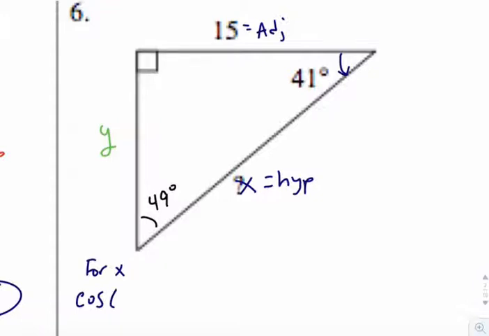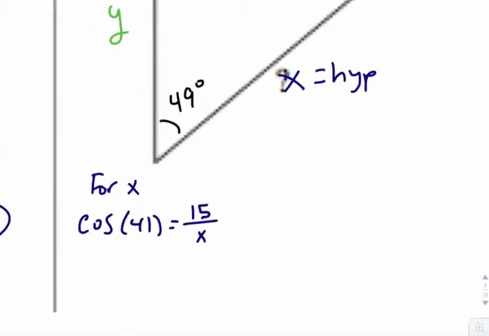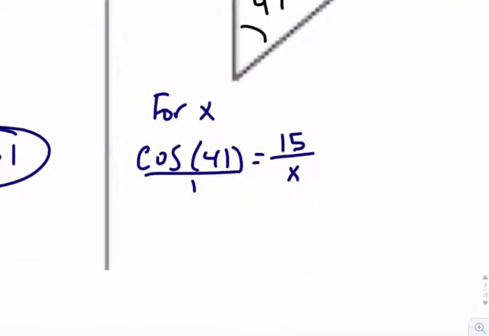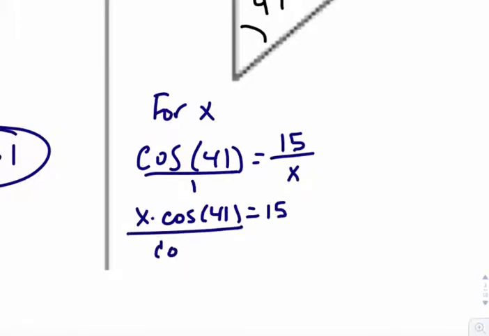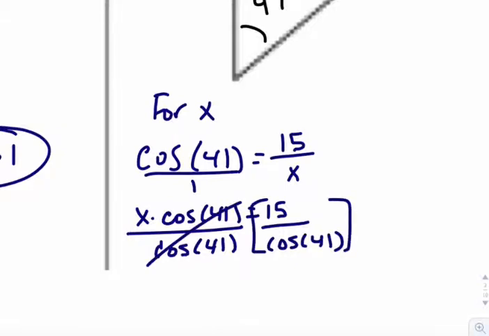So cosine using the reference angle of 41 is the same thing as the adjacent side, 15, over the hypotenuse, which is x. Cross multiplying, I have x times the cosine of 41 is equal to 15. So if I divide by cosine of 41 on both sides, of course, those cancel. So x should be approximately equal to that value, and that value is 15 divided by the cosine of 41.